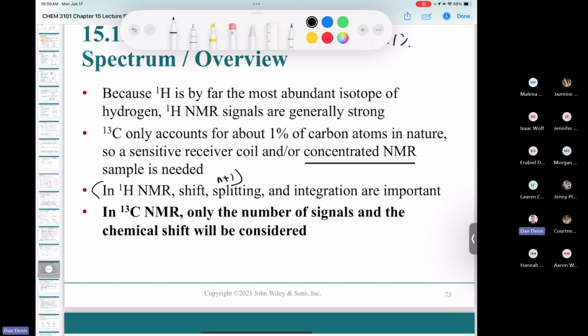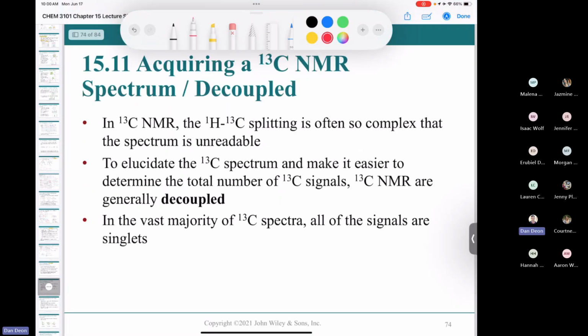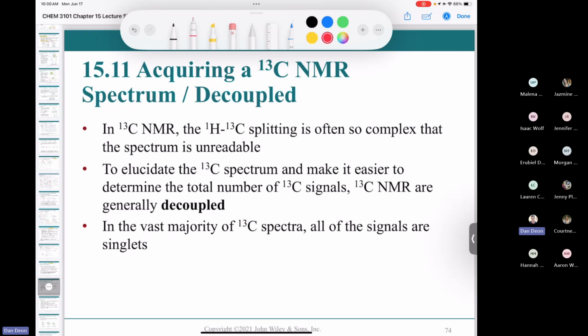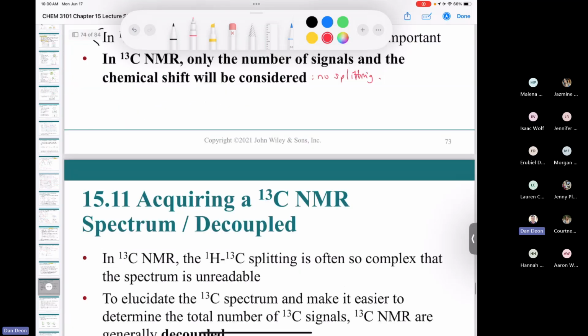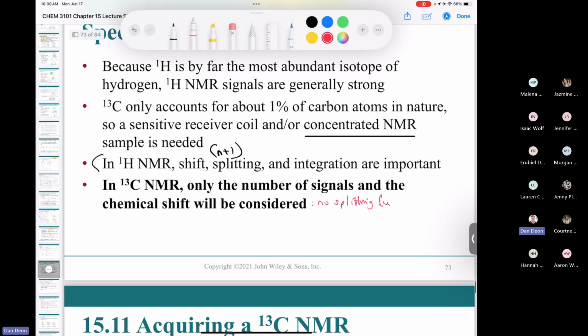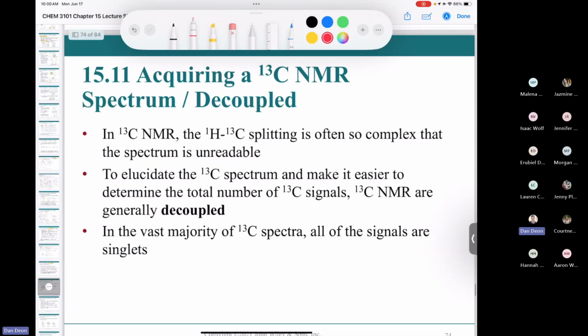But like we just saw today, in proton, we looked at chemical shift, splitting, meaning the n+1 rule, and then we looked at integration. However, we don't look at splitting for carbon-13. We just look at the number of signals and chemical shifts. So I'm going to put here, no splitting. There is such a thing as carbon and hydrogen splitting. It does happen, and sometimes we do look at it, but rarely. So I'll put here usually no splitting. There are exceptions where we are interested in the splitting.